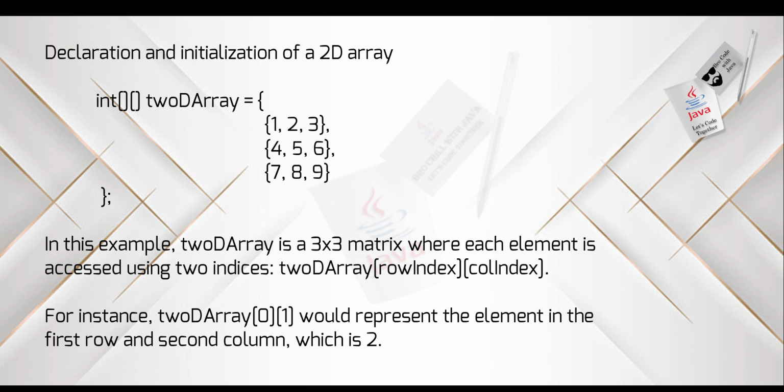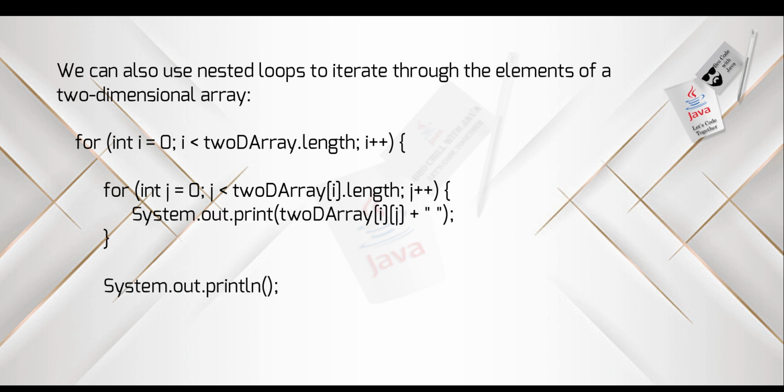In this example, toArray is a 3x3 matrix where each element is accessed using two indices, toArray[row index][col index]. For instance, toArray[0][1] would represent the element in the first row and second column, which is 2. We can also use nested loops to iterate through the elements of a two-dimensional array.